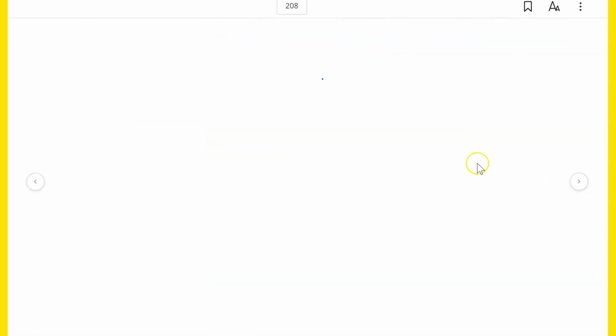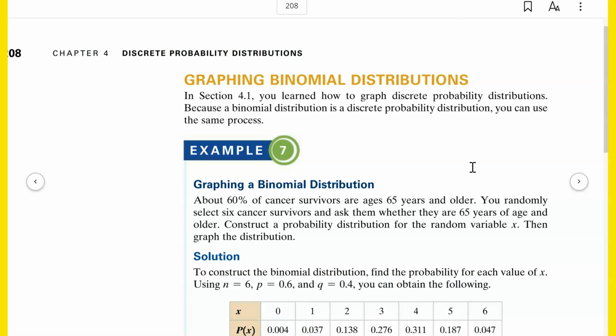Okay, on to the next page. This is a fairly long section. The next section will not be as long.